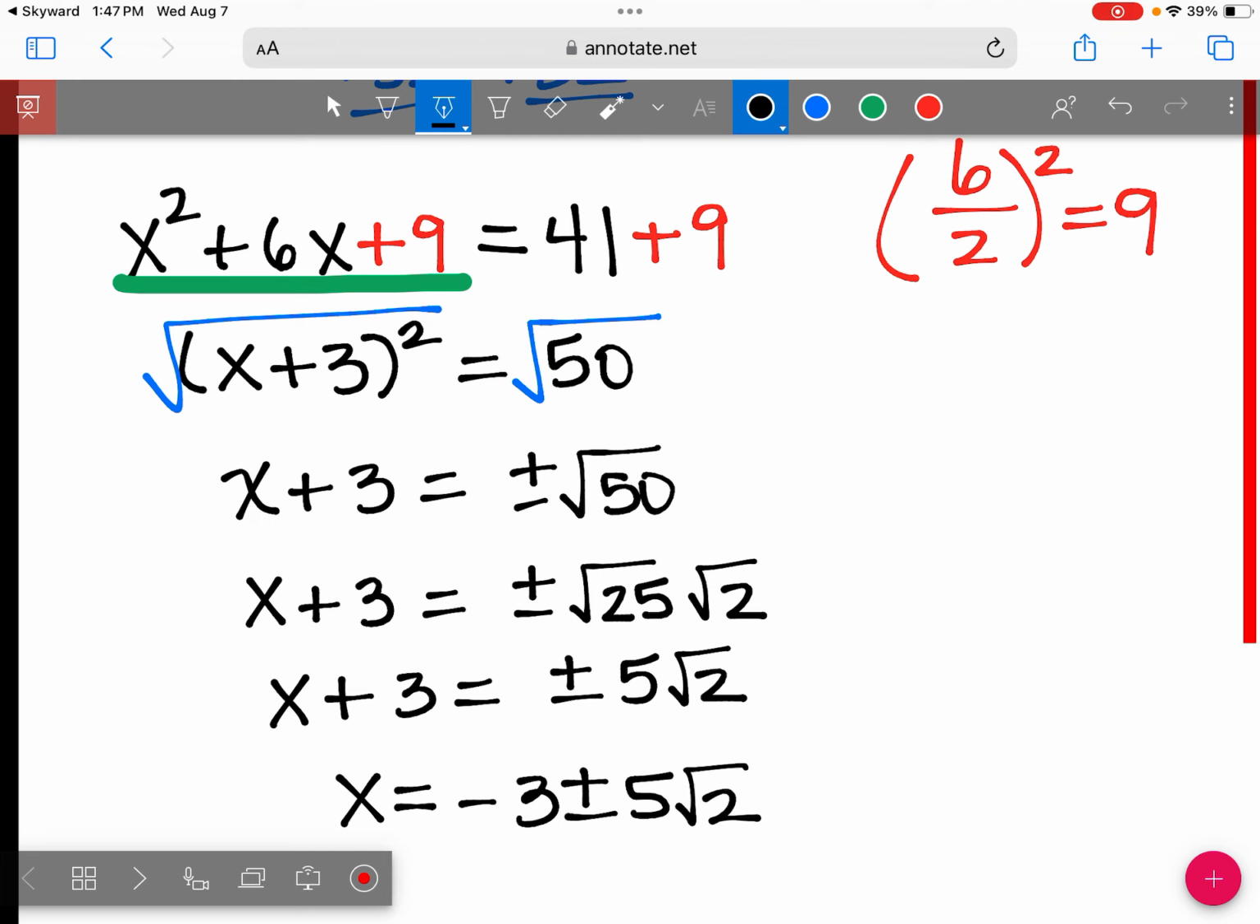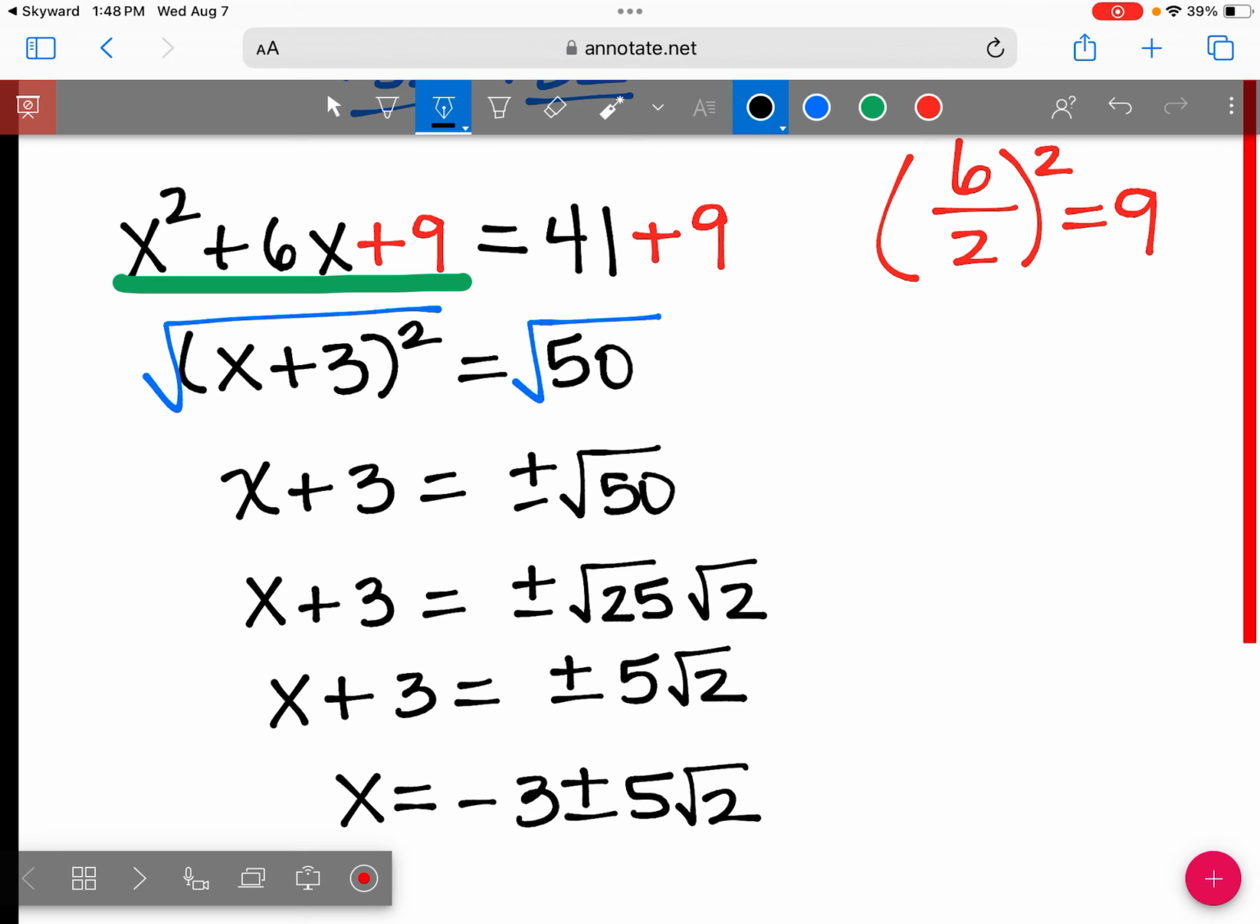Any questions about that? All right, so this is our last day doing complete the square. We're going to move on to something else tomorrow. Let's do 2 more together. And keep in mind, this is just one thing on the test. Just one thing. I think this class is doing pretty good with it though.